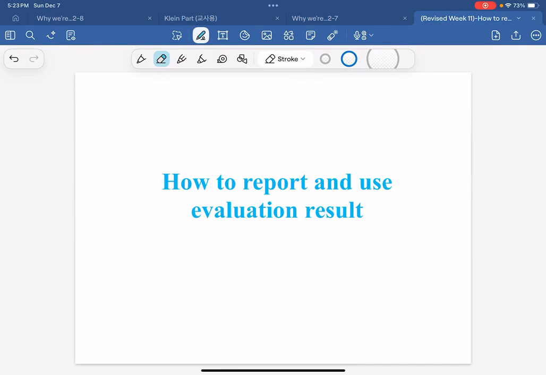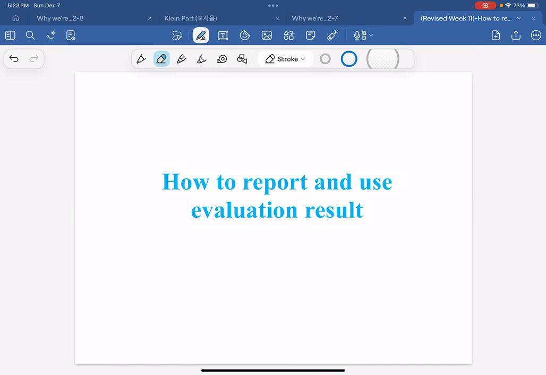Okay, hello everybody, and this is the last class in policy evaluations. You have made a great effort to acquire various knowledge about evaluation, and then you successfully evaluated a particular policy. You collect the data, you analyze the data, you created the feasible solutions to improve your policy.